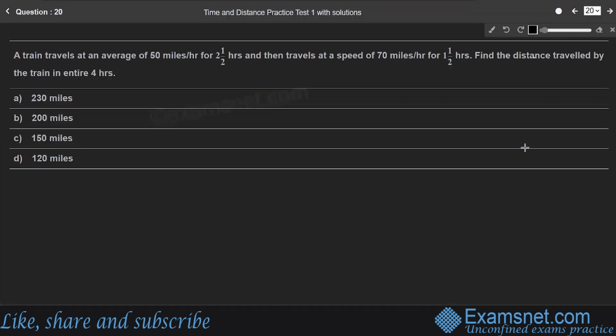Question 20. A train travels at an average of 50 miles per hour for 2.5 hours and then travels at a speed of 70 miles per hour for 1.5 hours. Find the distance traveled by the train in the entire 4 hours.